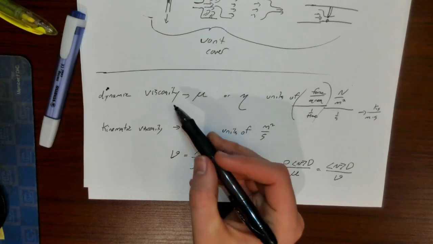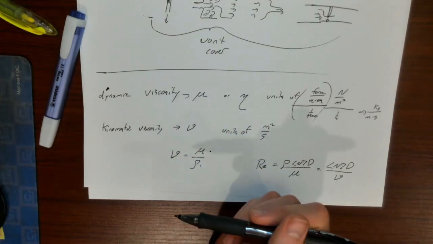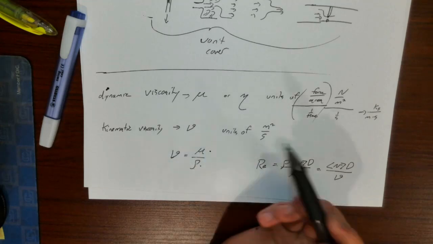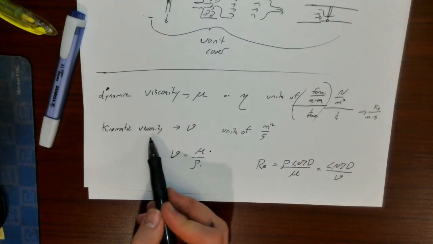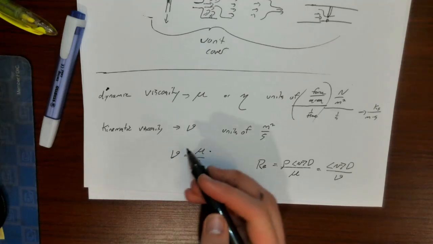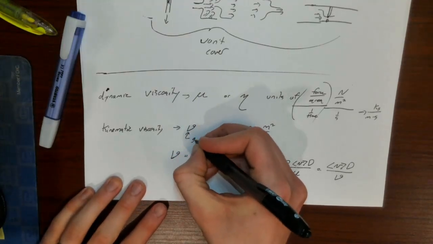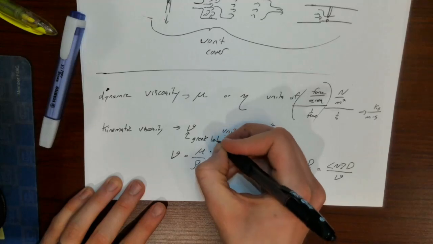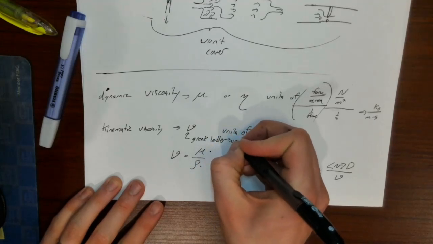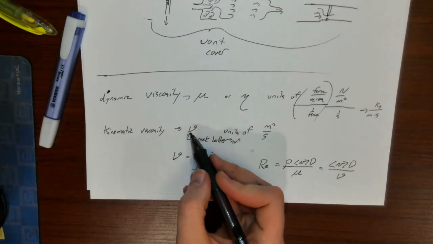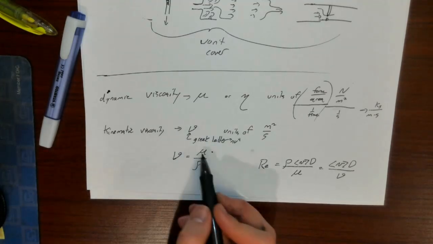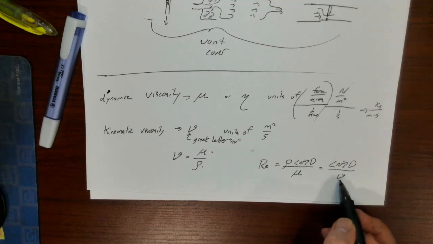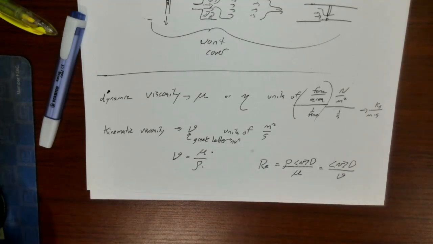I think it's confusing and annoying to have two separate variables for viscosity, but again, I don't rule the world, I don't get to make all these decisions, so I just wanted to make you aware that if you see the Greek letter nu, although it looks like a V, it is not a velocity, it's actually a viscosity, and it shows up in the denominator of the Reynolds number in some cases. So don't get tripped up by this.